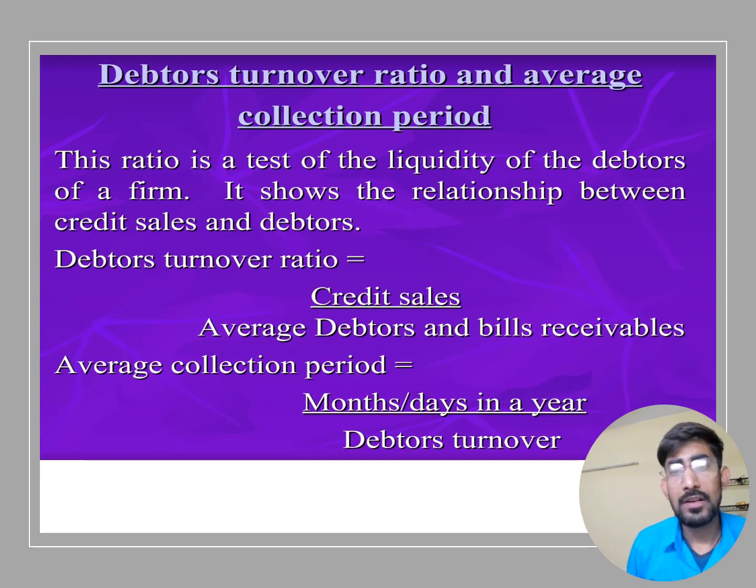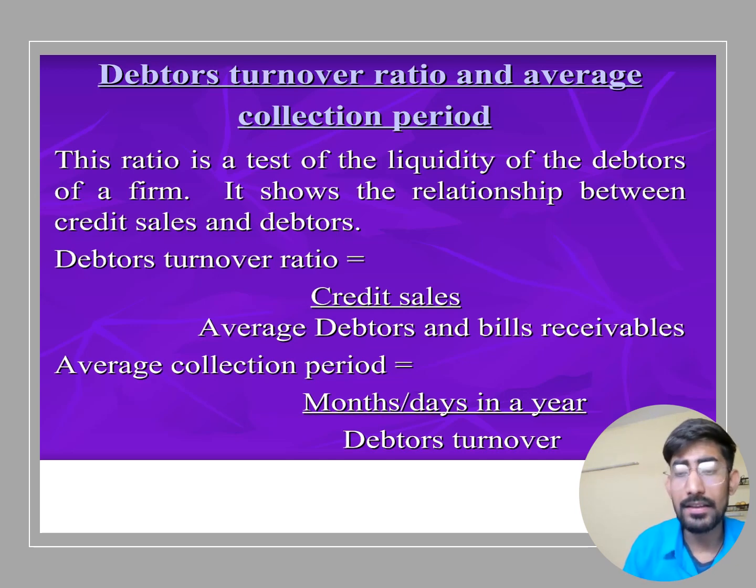Coming to the next one, debtor turnover ratio, and along with that we will also calculate the average collection period. So this ratio is a test of liquidity of debtors of a firm. It shows the relationship between credit sales and debtors. There is one basic concept. I hope you are all aware that there are two types of sales. The first one is cash sales and the second one is credit sales.